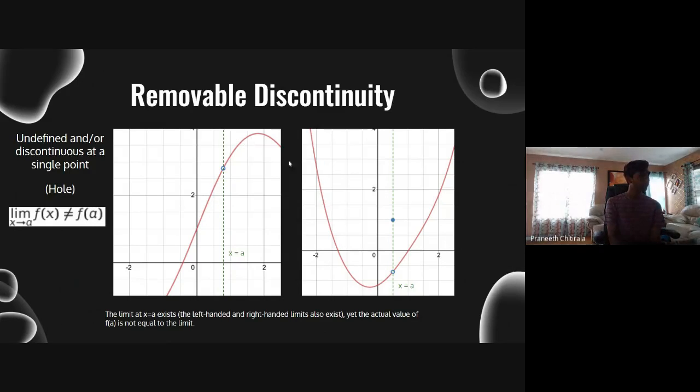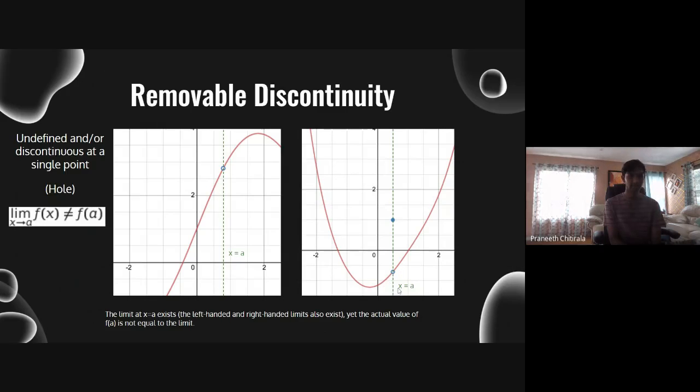So you see the limit over here. Here f of a is not defined, so there is no way for there to be a point on this graph at this x point. But over here, you can see that the value of f of a, which is this blue dot here, is not the same as the limit, which is down here.